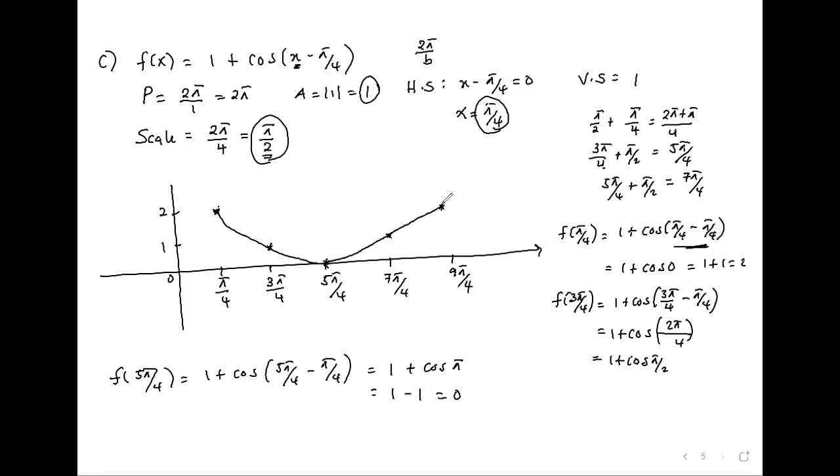How is cos pi equal to -1? What is pi? So pi is 180. You understand that? Yes. And cos 180 is -1. Oh, okay. Thank you.